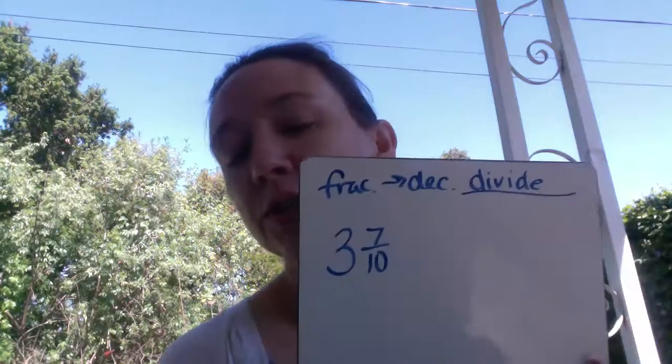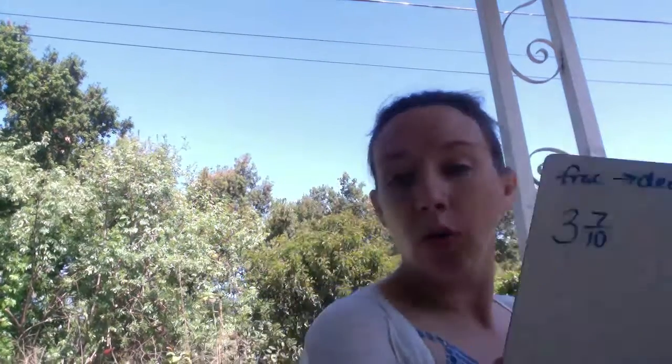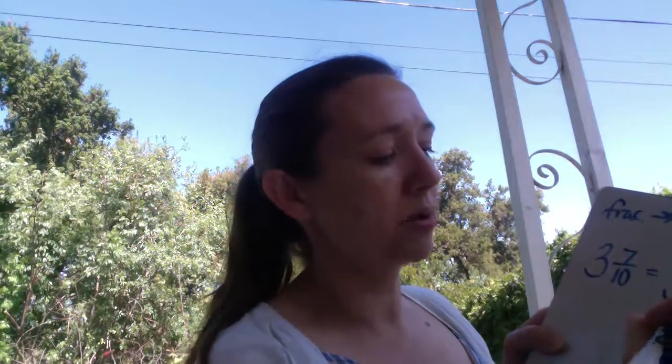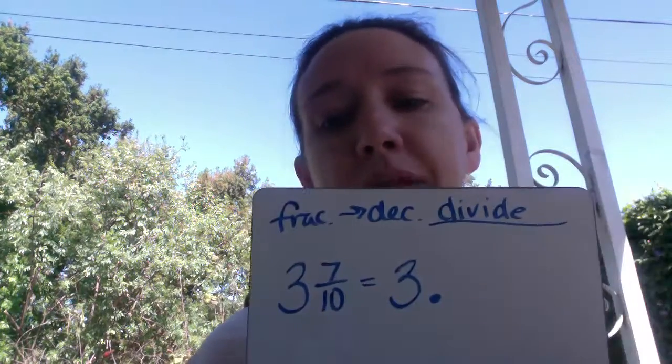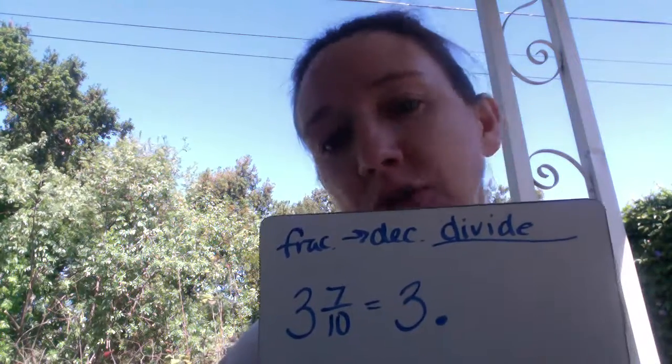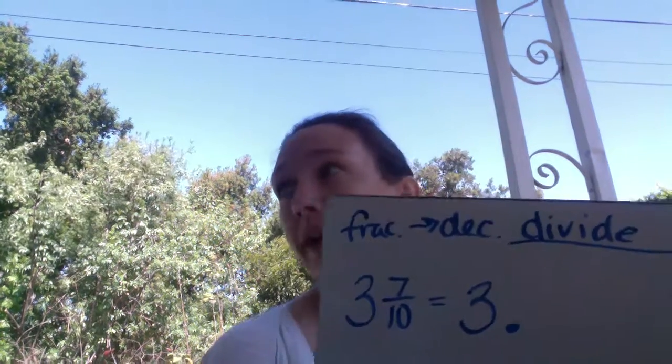So I'm going to do 3 7/10. Okay, so 3 7/10. If there's a whole number in the front, then that becomes the whole number of your decimal. So you just do 3 point. Think about this as $3 and the 7/10 is some change. So we have 3 point.